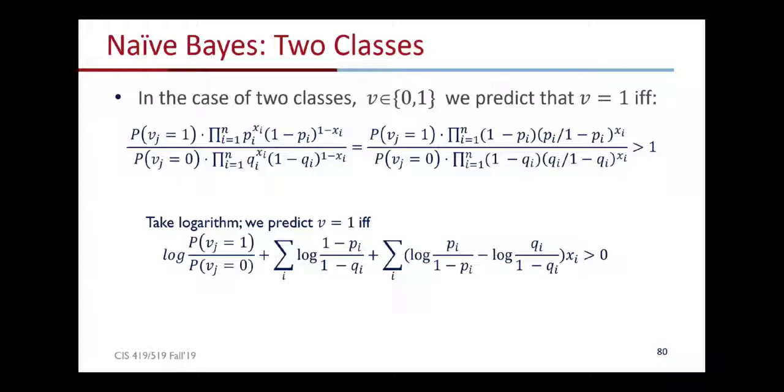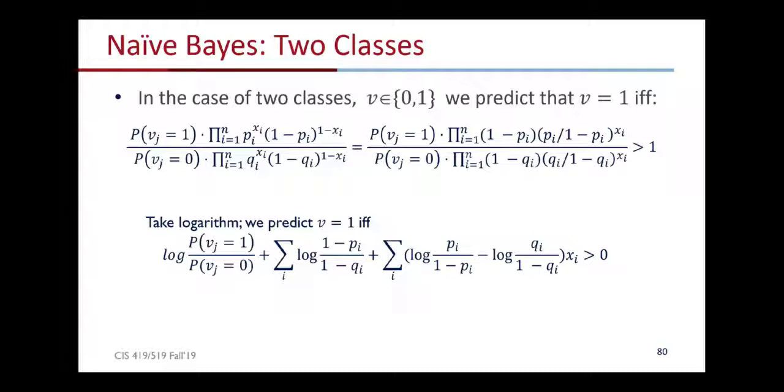What do I get? From the first part here, I'm getting the log of this ratio, which is here, plus the log from this ratio, 1 minus pi over 1 minus qi, summed over all the i's. And here is the only part where xi is, because I took the log. What I get is the sum over i of the log of these ratios, pi over 1 minus pi minus qi over 1 minus qi, and xi is outside.